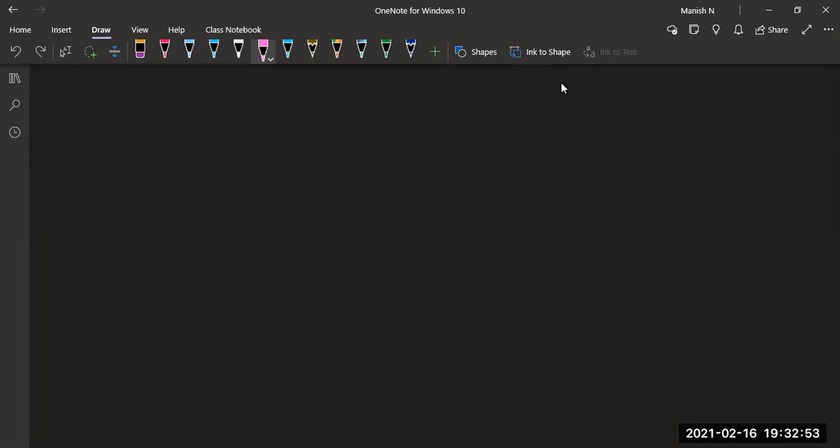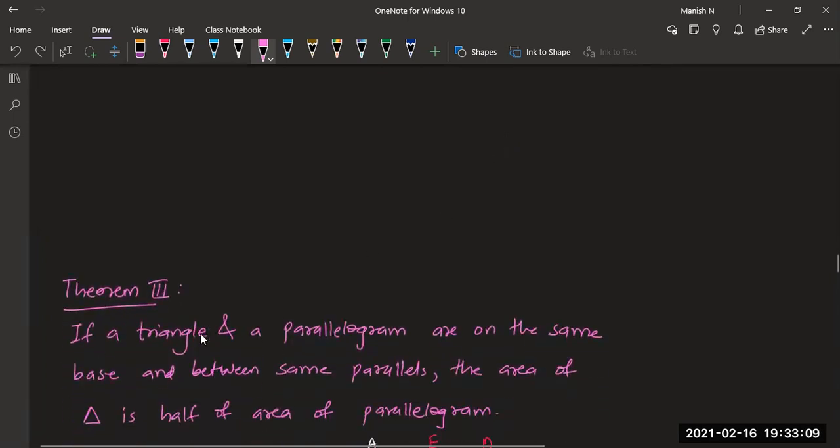Today we would be talking about a couple of more new interesting theorems on this chapter. In the last class we had talked about area of triangle between same parallels and area of parallelogram between same parallels. Now today we would be talking about the third theorem, that is, if a triangle and a parallelogram are on the same base and between same parallels, then the area of triangle is half the area of parallelogram.